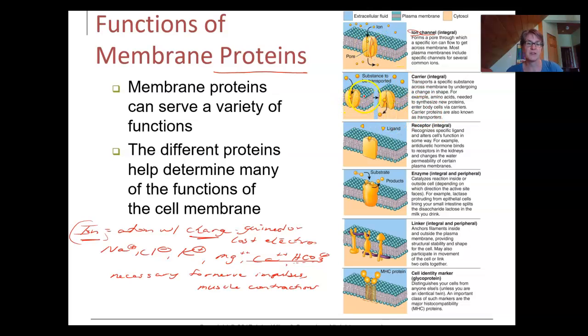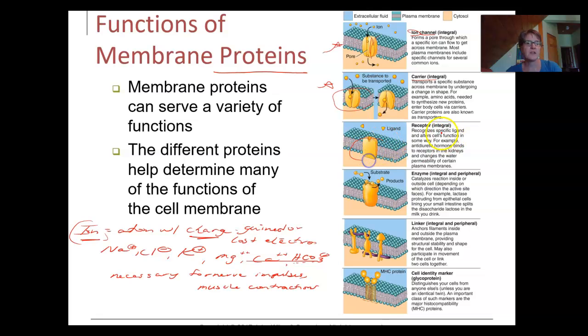We're going to see this in the next lecture: integral proteins, which cross from the inside to the outside, and they're a carrier. So they change shape. They get something, they change shape, they let it in the cell. We're going to see these quite a bit in the next lecture.